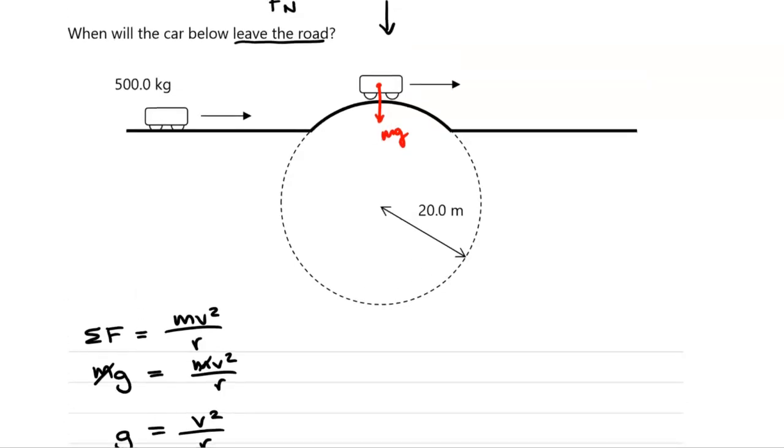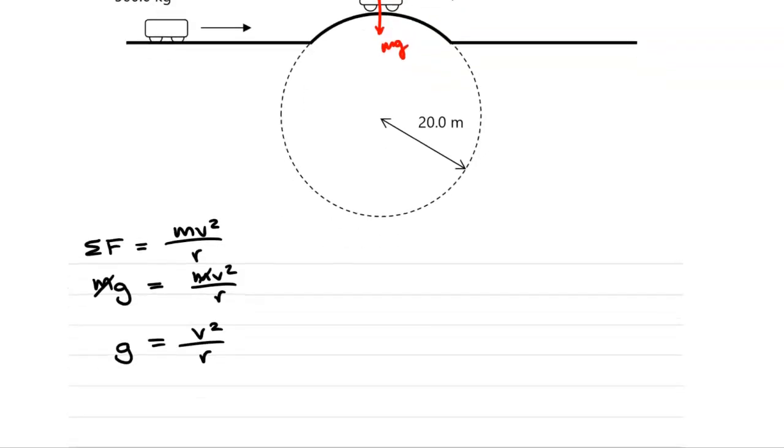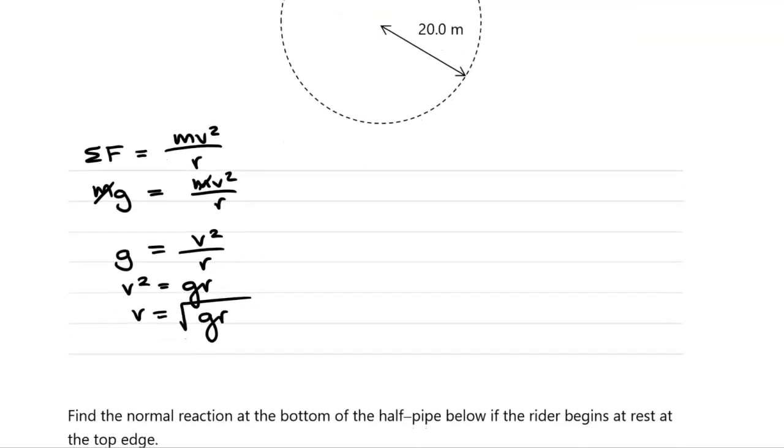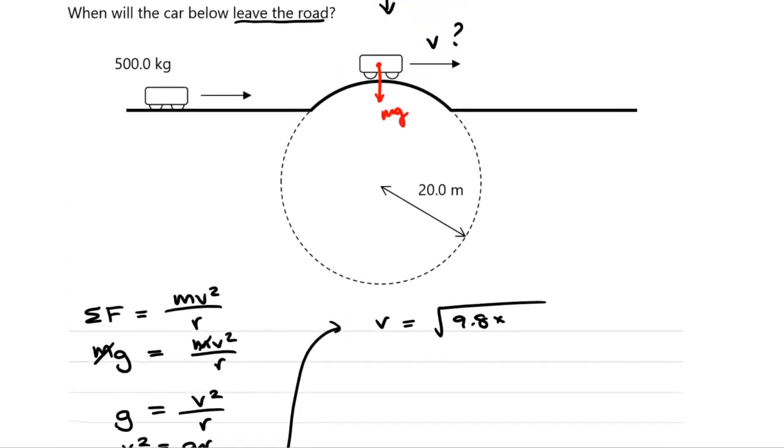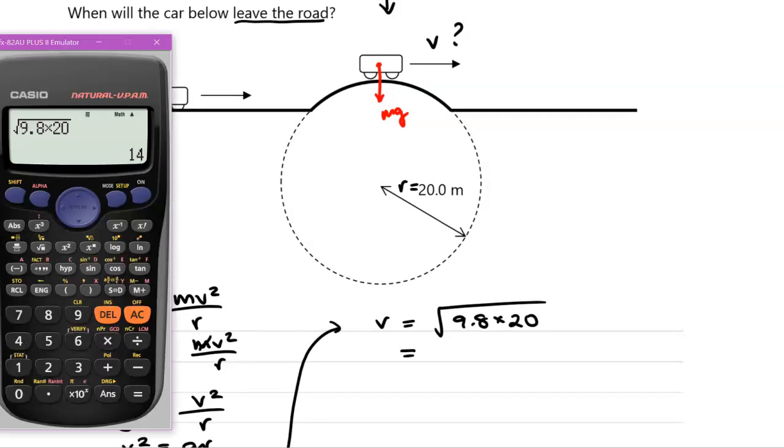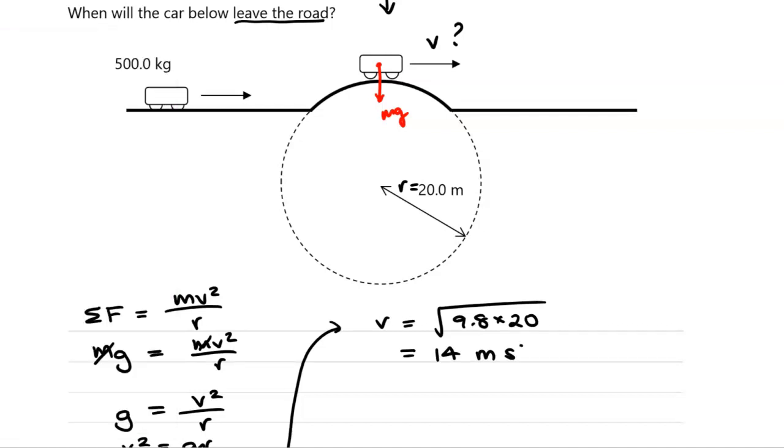Now when it says when will the car leave the road, what the question is actually meaning is what velocity does that car need to have for that to happen? It's talking specifically about the velocity at this point. So we can just work with this equation here. V squared will be gr, so v will be the square root of gr. So v is going to be the square root of 9.8 times, now this curve can be modelled as a circle with a radius of 20 metres here. That's the radius. So we've got 20. So that velocity would need to be 14 metres per second.